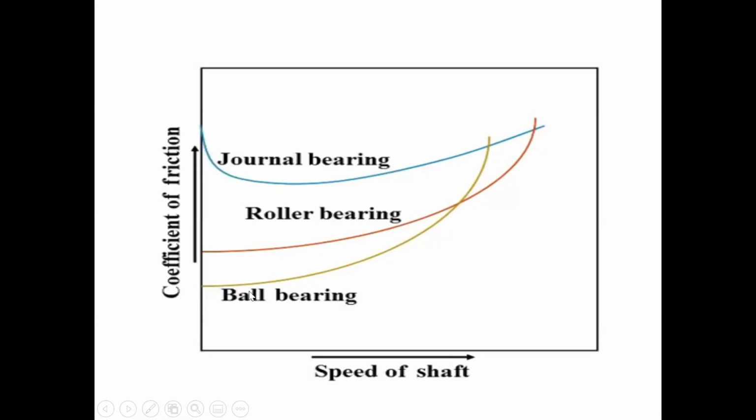But if you see the ball and roller bearings at smaller speed, they work very well as compared to the general bearing. The ball bearings are much better at lower speed. Then roller bearing comes, and then the general bearing. But at very high speed, these sliding contact bearings are better than the roller and ball bearing.